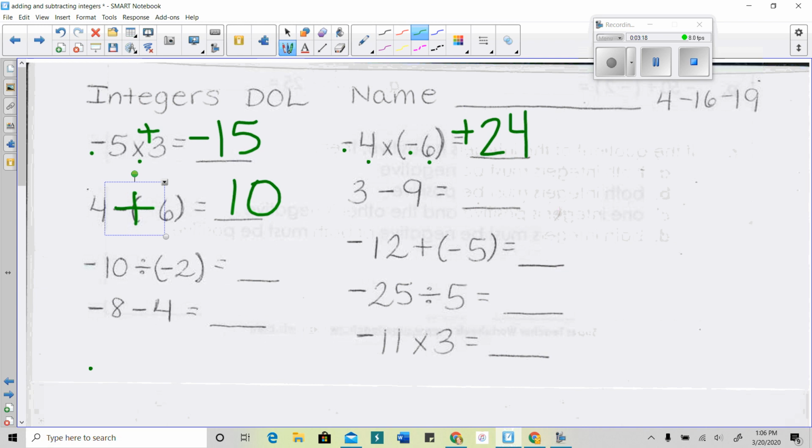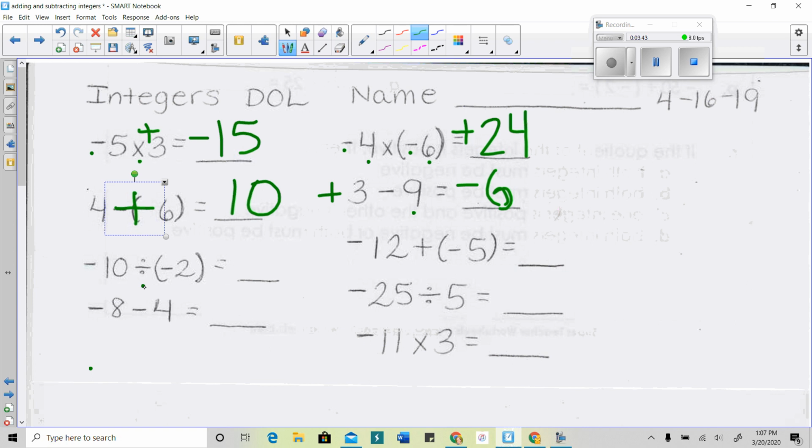So next one is a subtraction problem. So I check my signs first. I've got one positive number and one negative number. That's different signs. Different signs I'm going to subtract. So 9 minus 3 is 6. And I keep the sign of the larger number, which was the 9, so it's going to be a negative 6. Looking at the next one, we've got a division problem here.